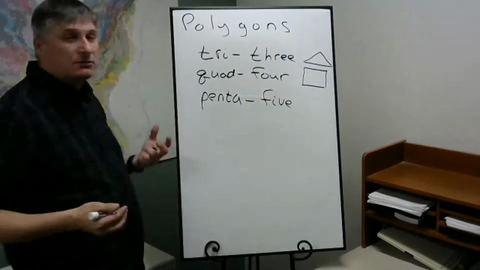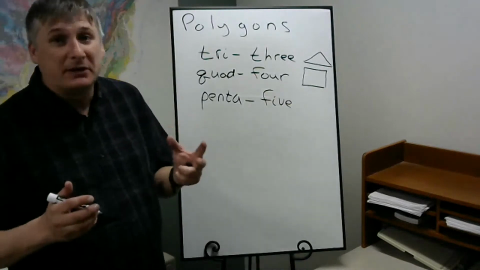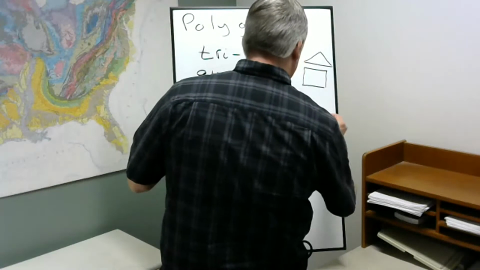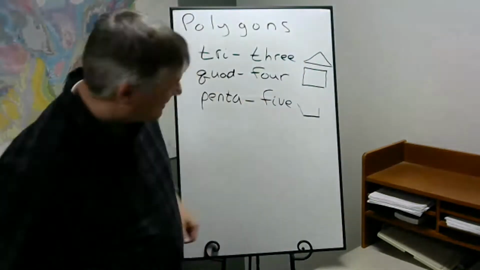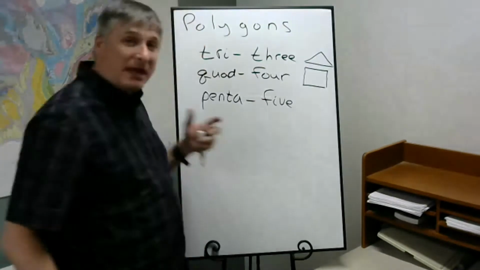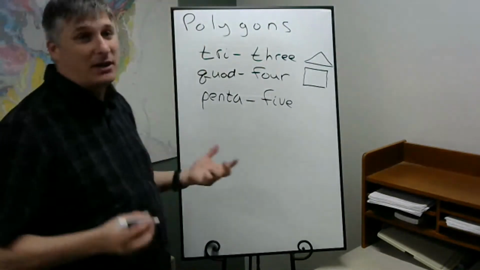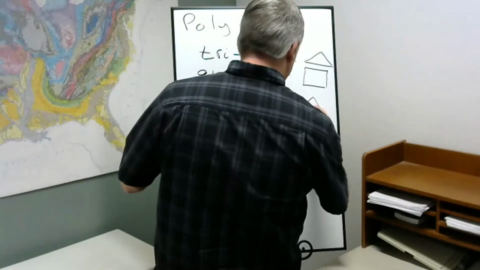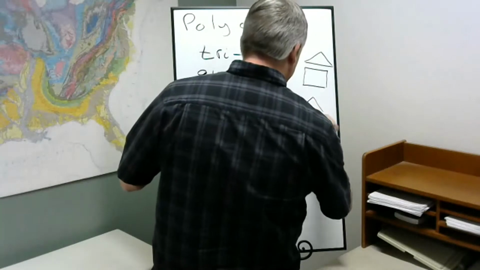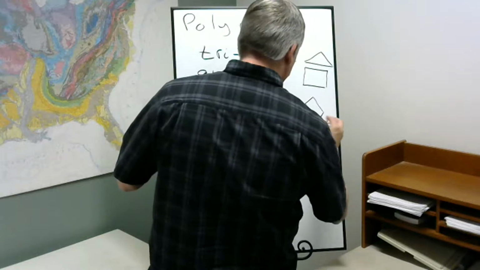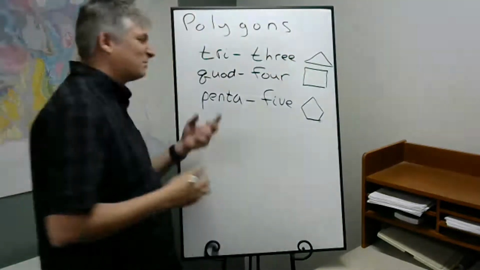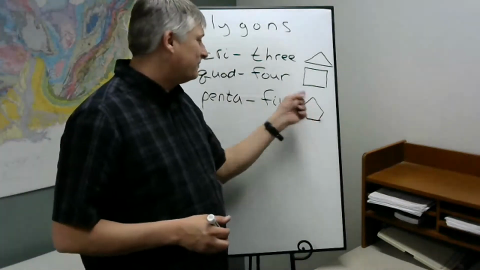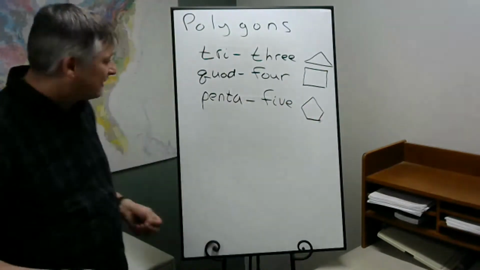And I'll admit my skills at drawing the pentagon are a little dubious, or questionable, I should say. So let me try this. If you're familiar with the Pentagon, Washington, D.C., this is the shape of the Pentagon. And I'm probably not going to get the sides all the same length, which is what a polygon requires. It looks roughly like that. But 1, 2, 3, 4, 5 sides, it should be all the same length.